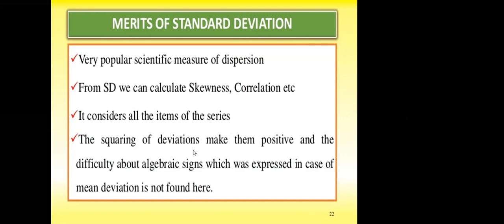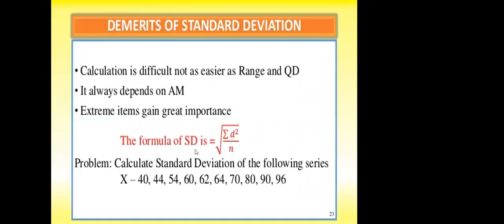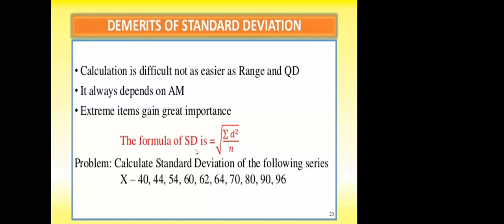It is rightly defined. It is based on all observations and considers all the items of the series. It is capable of being treated mathematically. For example, if the standard deviations of a number of groups are known, their combined standard deviation can be computed. It is not very much affected by the fluctuation of sampling, therefore it is widely used in sampling theory and tests of significance also. On the other hand, the demerits of the standard deviation: it is difficult to calculate, not as easy as the range and the quartile deviation.